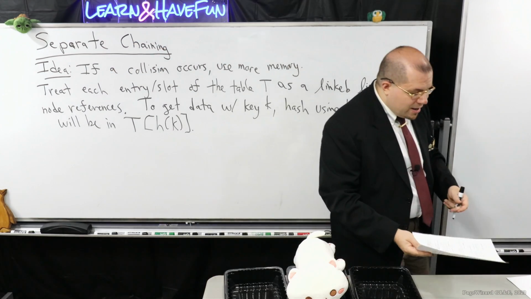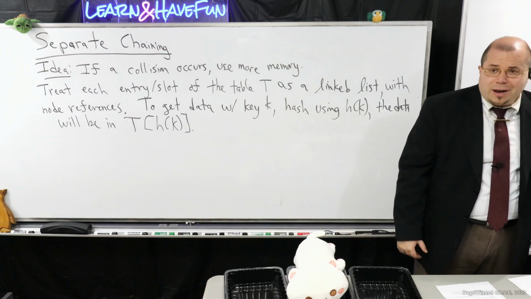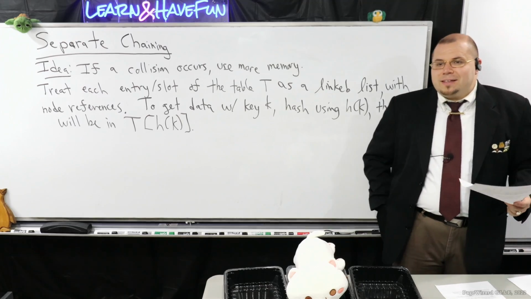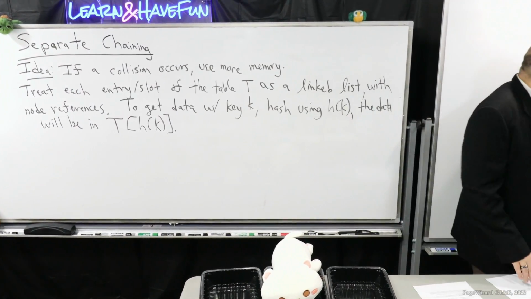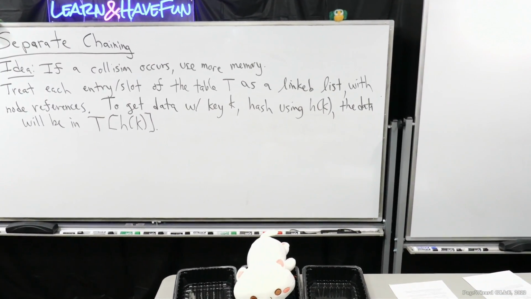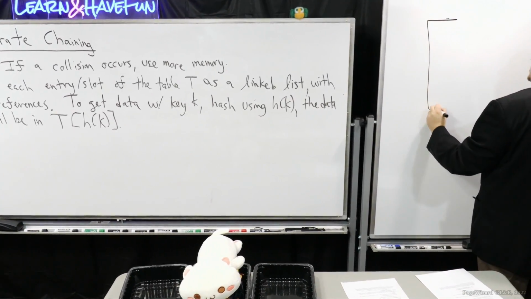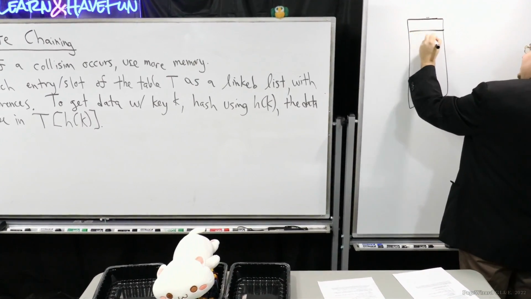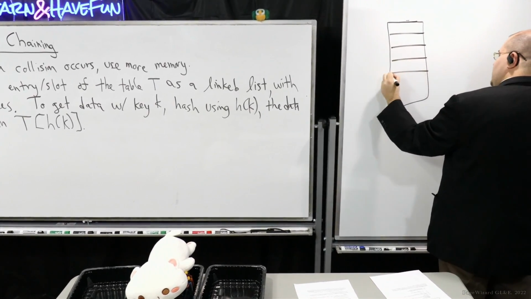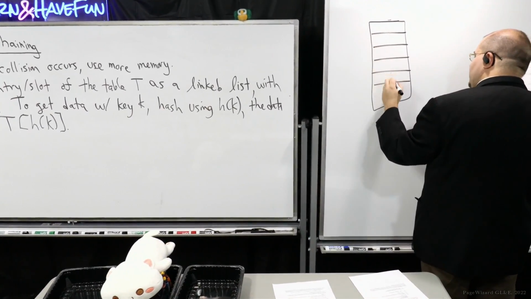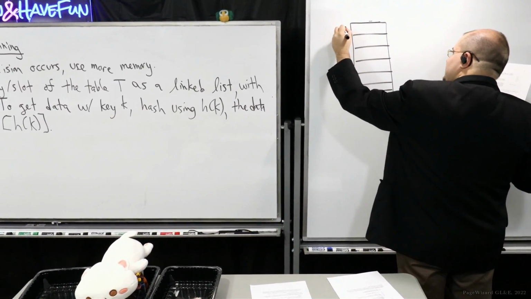I thought it'd be a good idea to do an example just to show you what I mean. So let's do an example. Suppose that I have a hash table and it has 7 slots in it. 1, 2, 3, 4, 5, 6, 7.